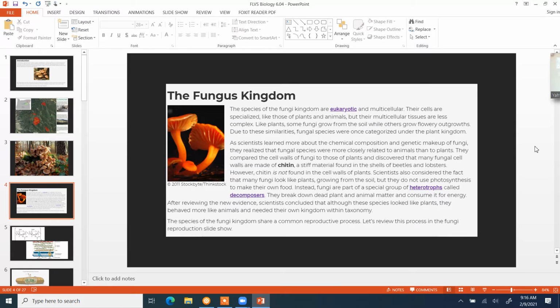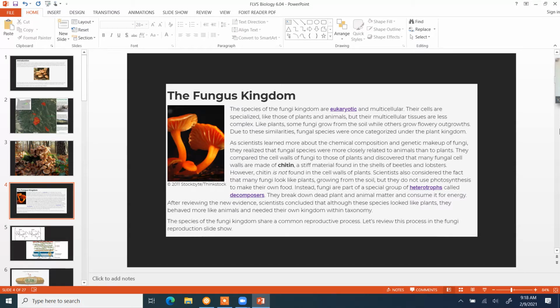So I was saying that fungi cell walls are made of chitin. The cell walls of plants are made of something called cellulose. So fungi cell walls are made of chitin, unlike plant cell walls, which are made of cellulose. In addition, plants grow their own food.